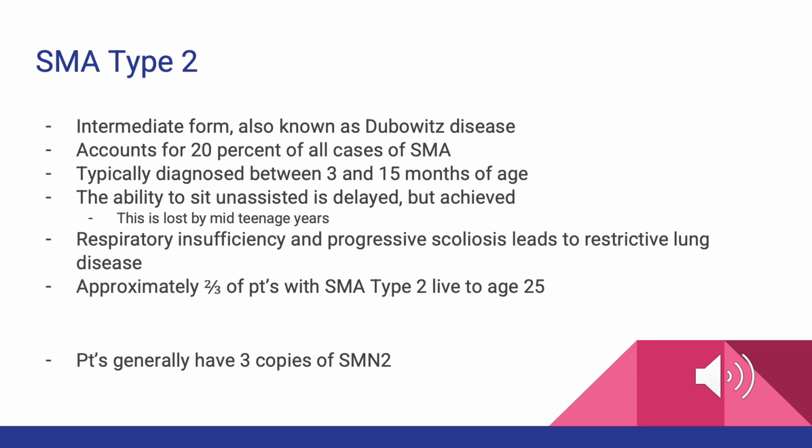So the life expectancy with SMA type 2 is about the second or third decade. Approximately two-thirds of patients with SMA type 2 live to about 25. This is due to the lung disease caused by respiratory insufficiency. And then another common thing you'll see is scoliosis.